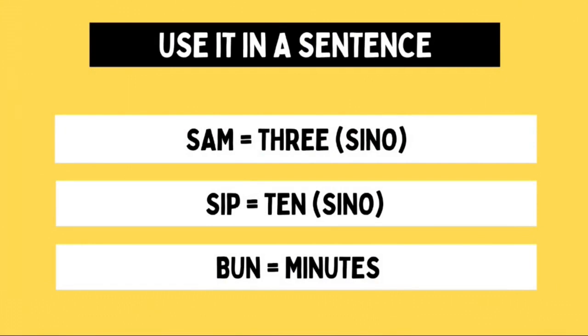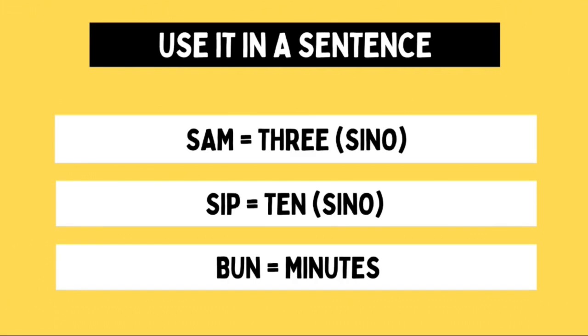Samshipbun. Sam is the Sino-Korean number 3. Ship is the Sino-Korean number 10. And when we say samship, it means 3 tenths. So 3 times 10 is 30. So samship basically means 30. And then our word for today is pun, which means minutes. So when we say samshipbun, it simply means 30 minutes.